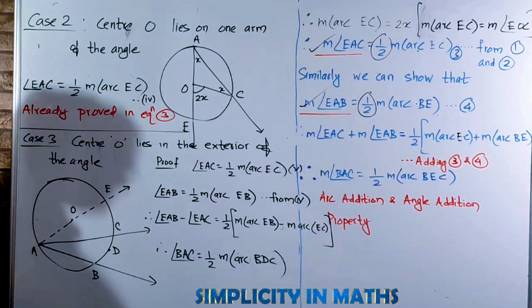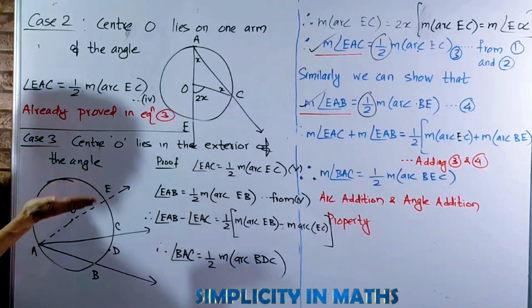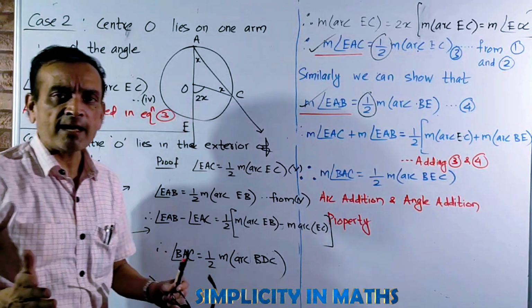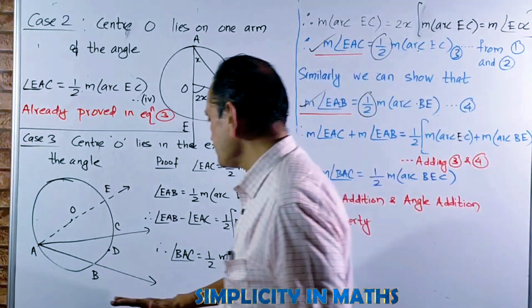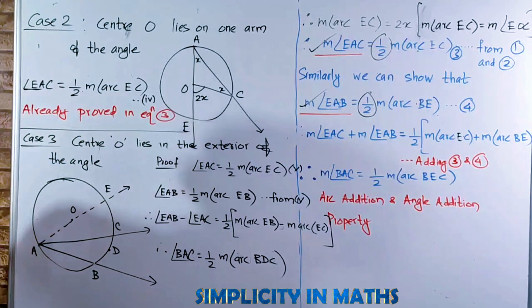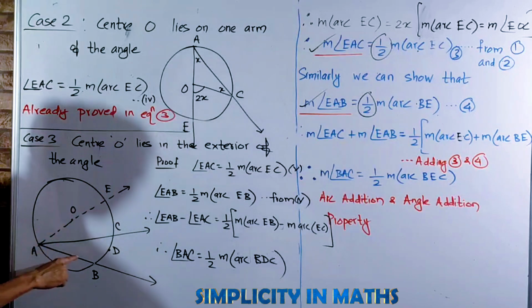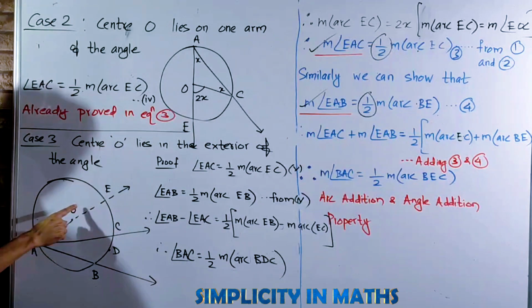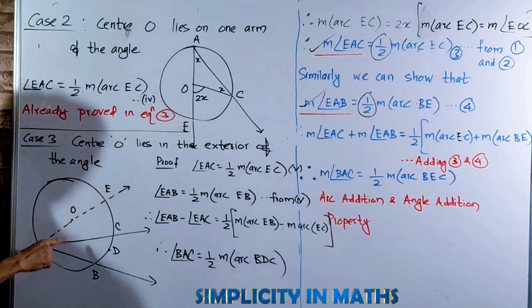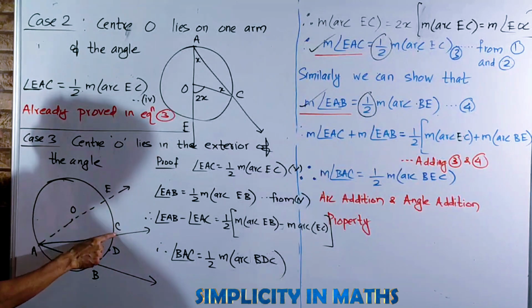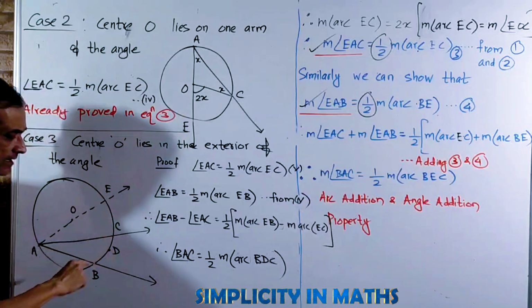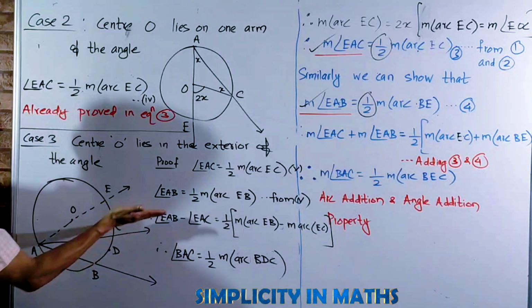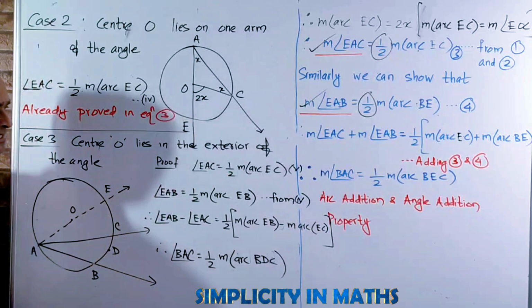Clear? Okay. Now you have to subtract one angle from the other. In case 1 we used angle addition. Now we are going to subtract one angle from the other. Now observe carefully which angle is to be subtracted from which. EAB is the bigger angle. EAC is the smaller angle. So from the bigger angle, I want to subtract the smaller angle. Therefore, I am saying angle EAB minus angle EAC.